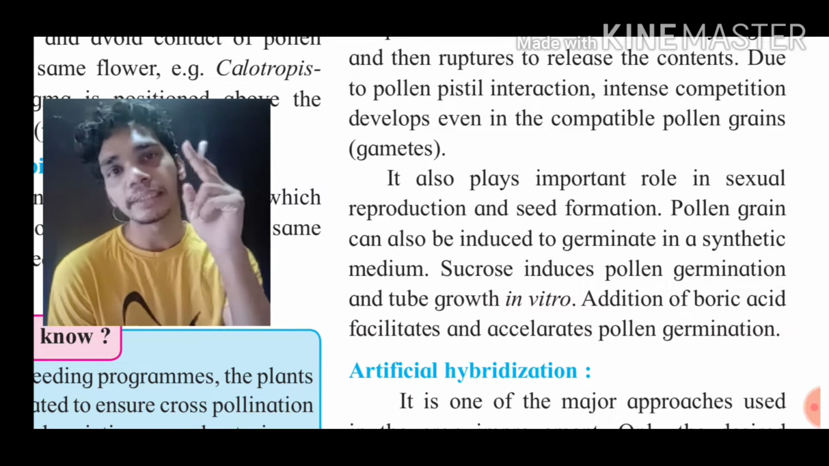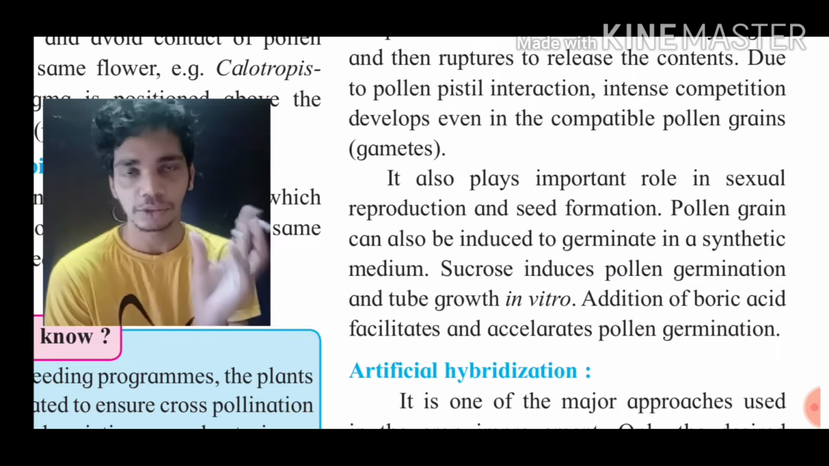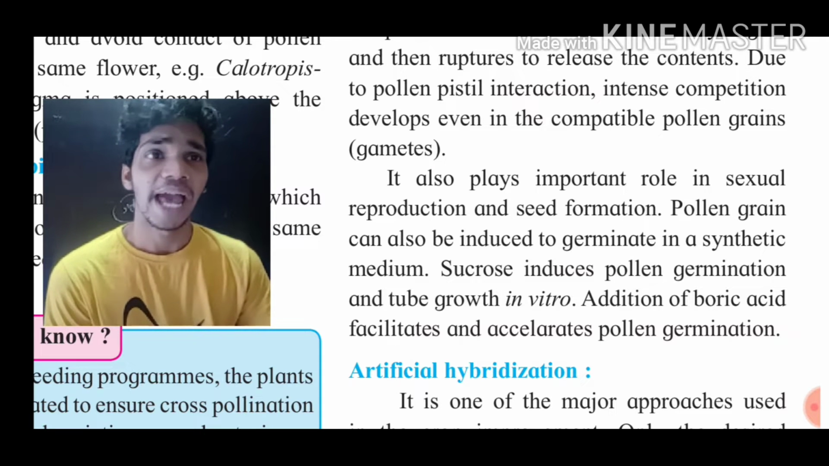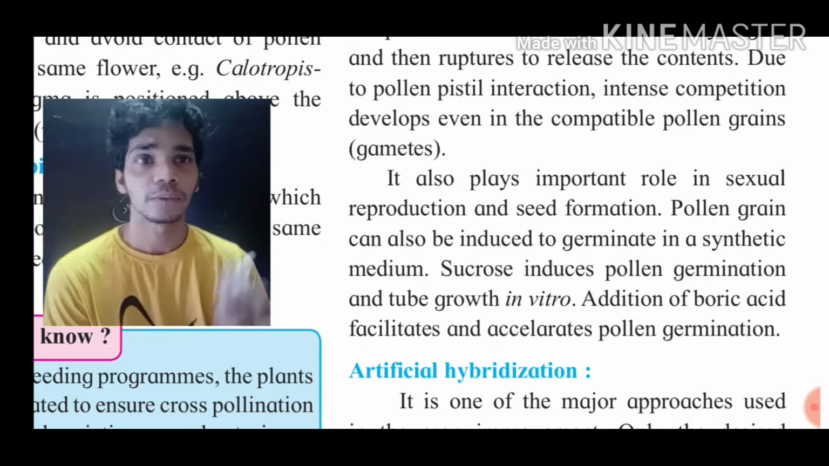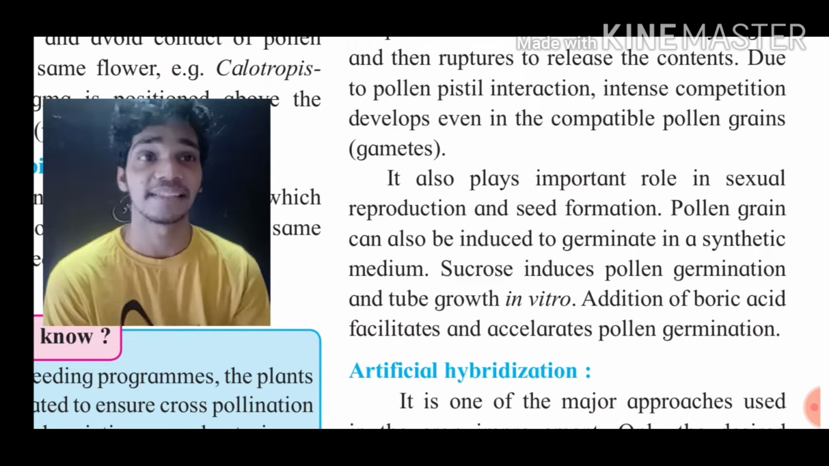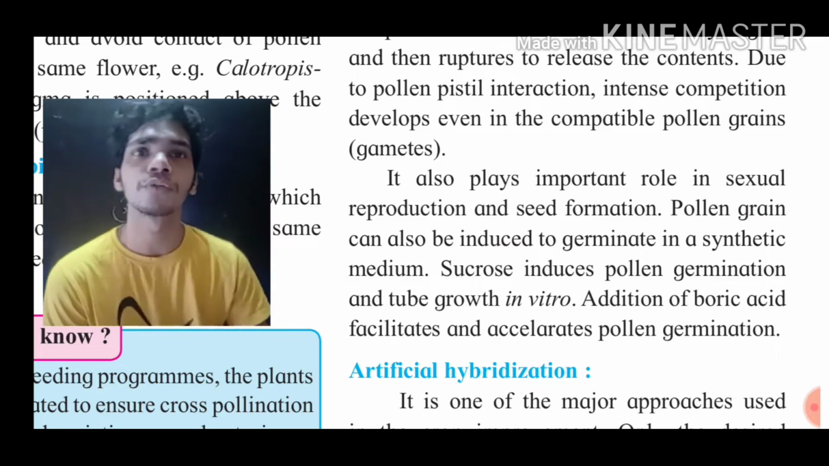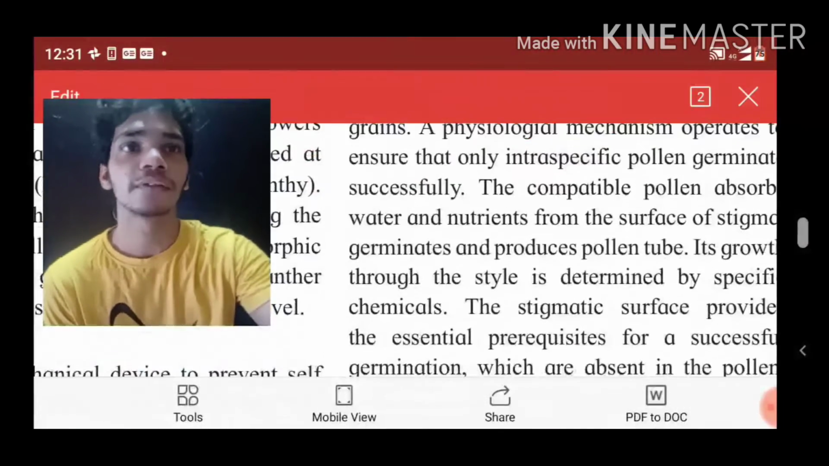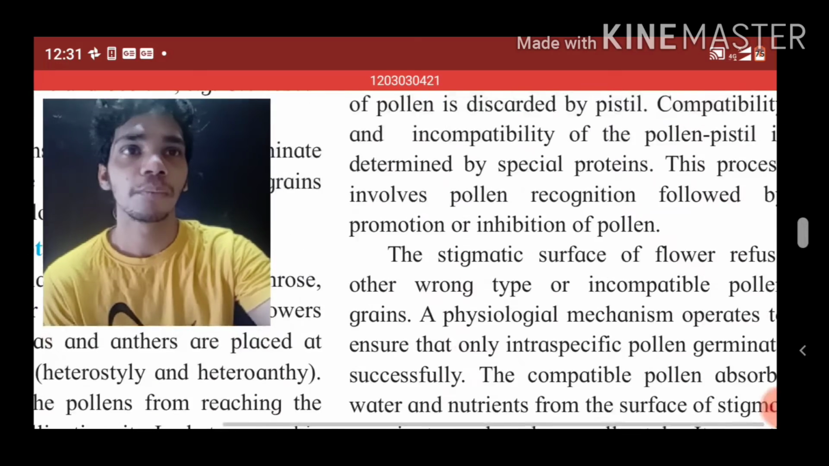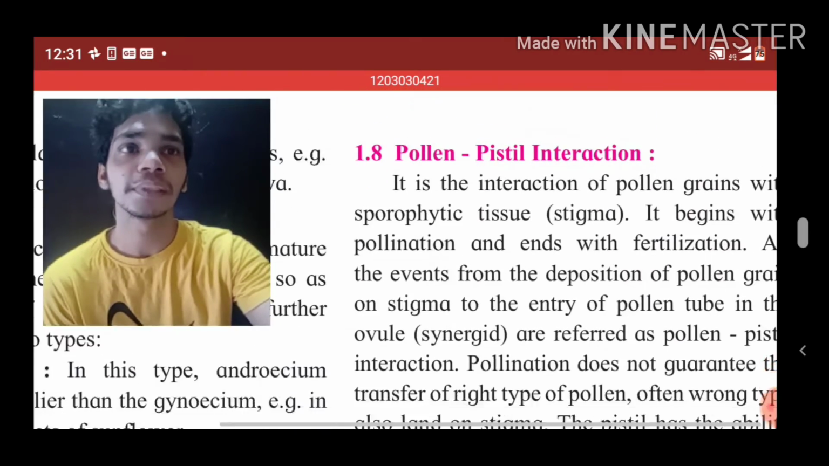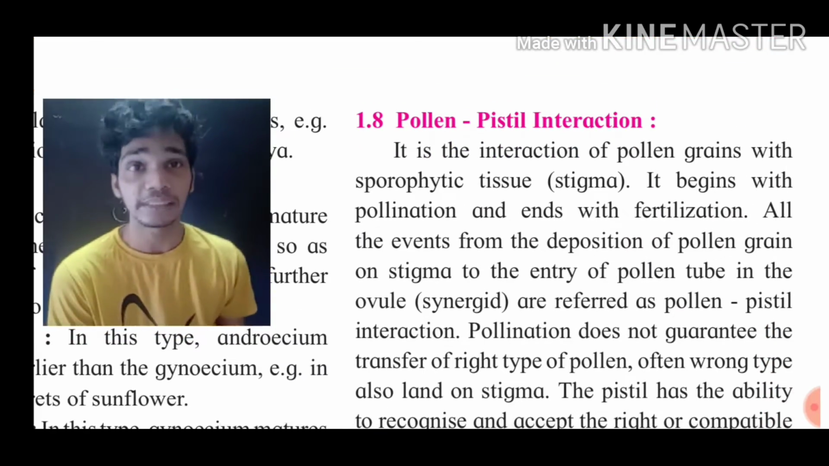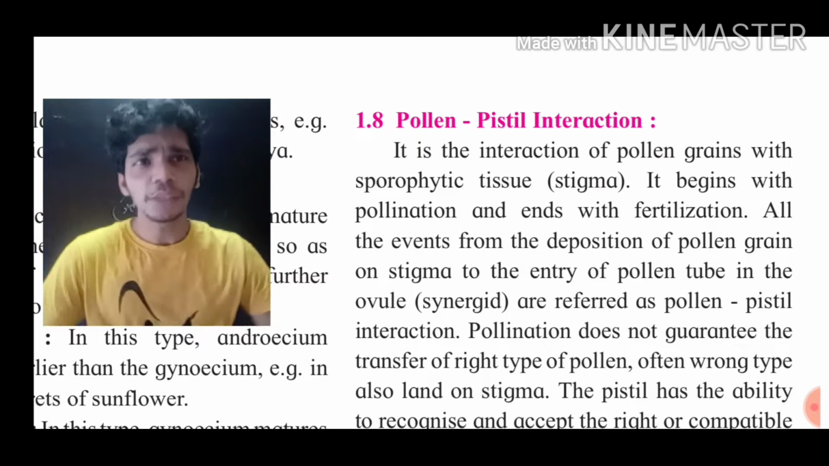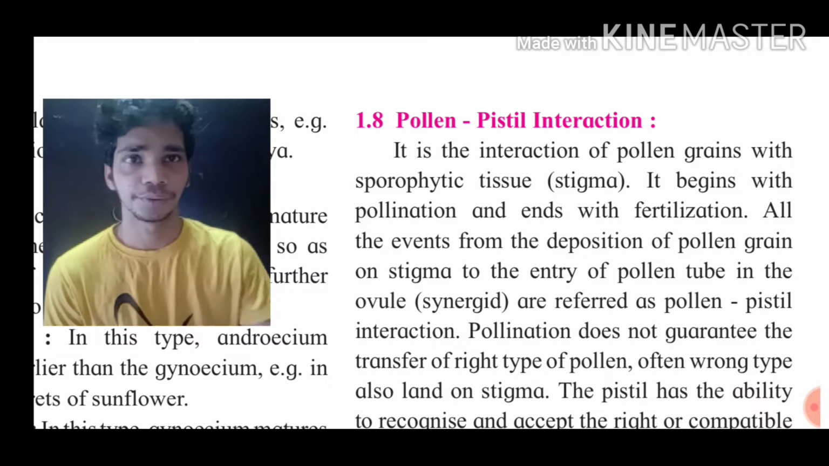So stigmatic condition में क्या हो सकता है? Sucrose और mucilage हो सकता है. So we can use sucrose as an artificial mechanism, and boric acid. Addition of boric acid what? It enhances, facilitates and accelerates the pollen germination, and the pollen tube forms very well. So this is the importance of what we have studied, pollen pistil interactions. This is a point we have to understand very well. So let's consider some important points in the pollen pistil interactions.